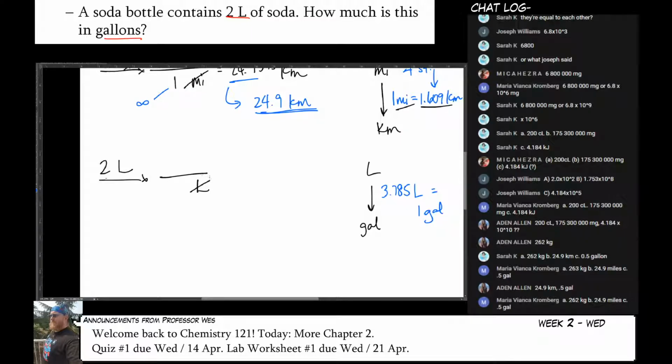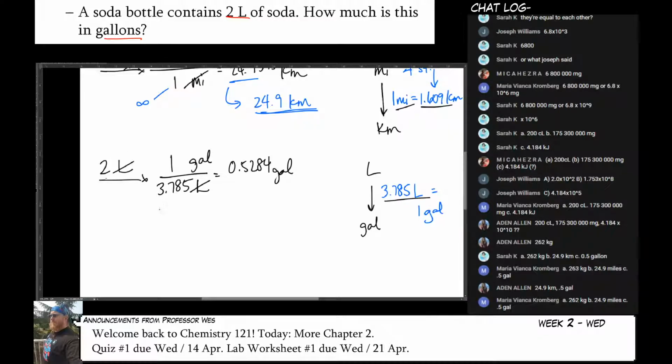And by now, hopefully you have the idea how we're setting up these units, because we're just canceling them out like always. And now I just run the numbers. 3.785 liters, 1 gallon. I get that many gallons.